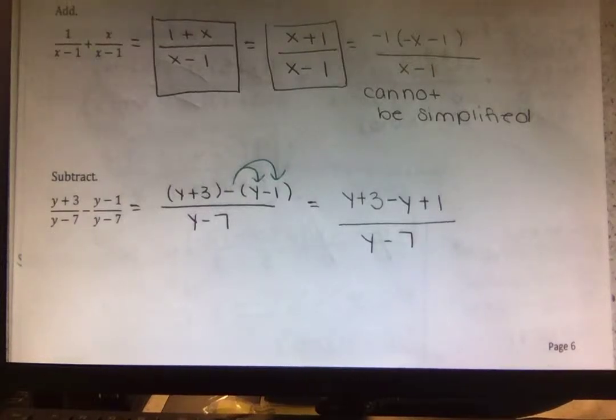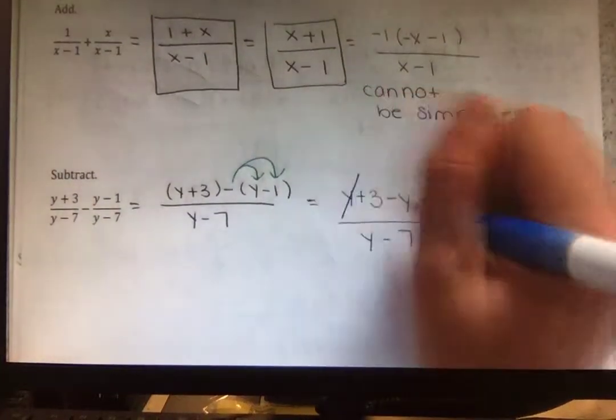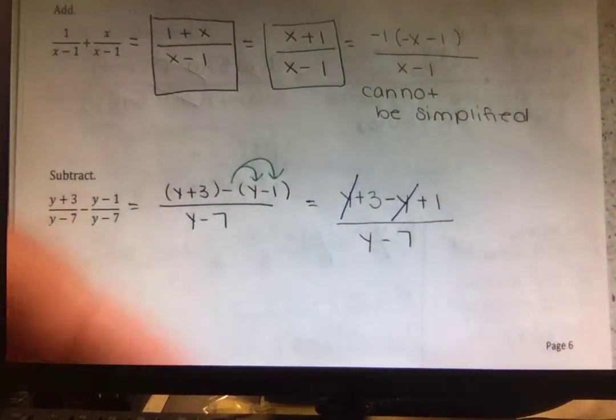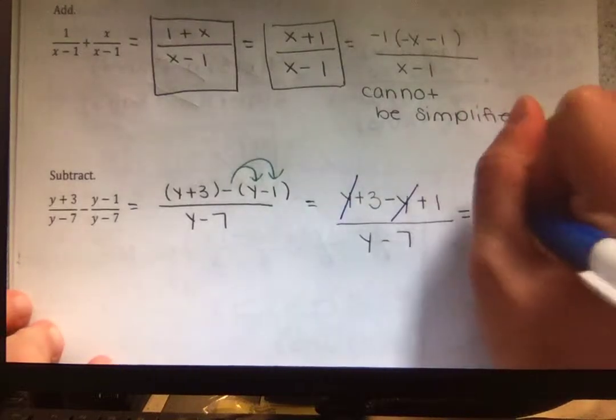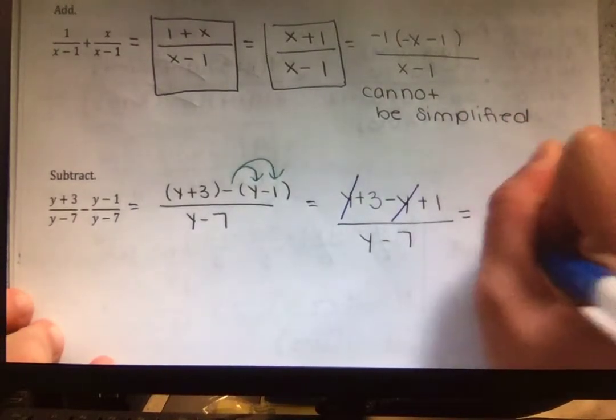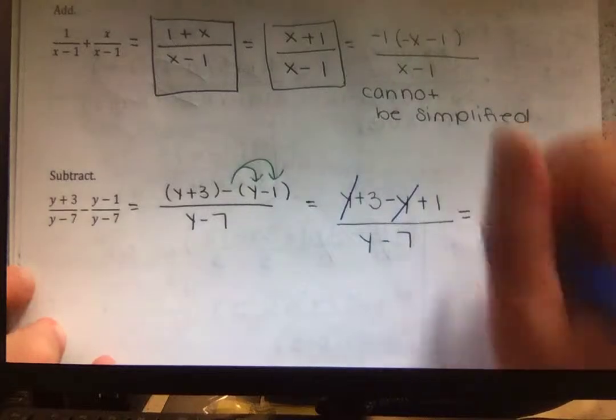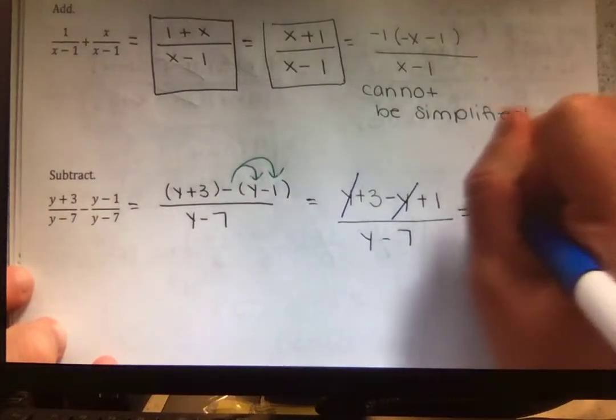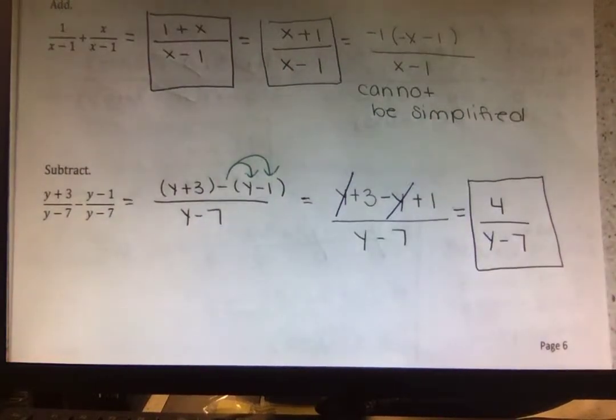So now we combine like terms. Good. So y minus y is 0. They cancel each other out. We're left over with 3 plus 1, which is 4, over y minus 7. There are no factors in common, so it cannot be simplified. So that's our final answer.